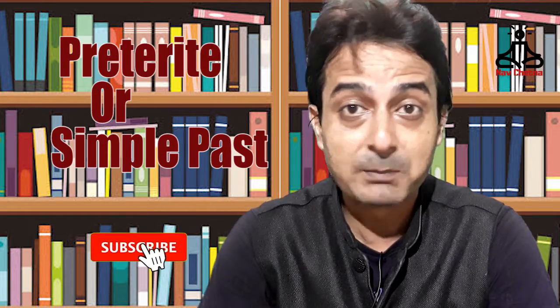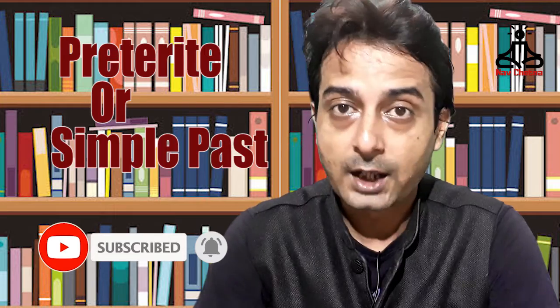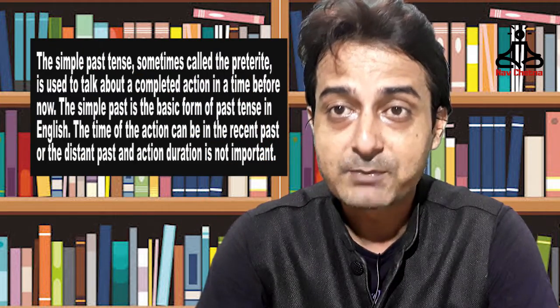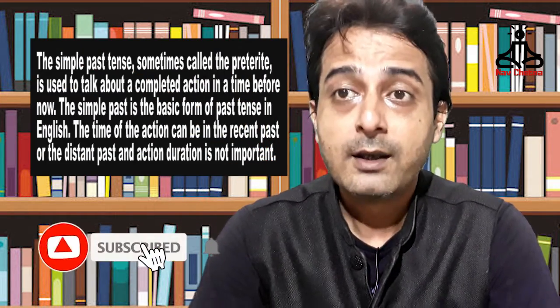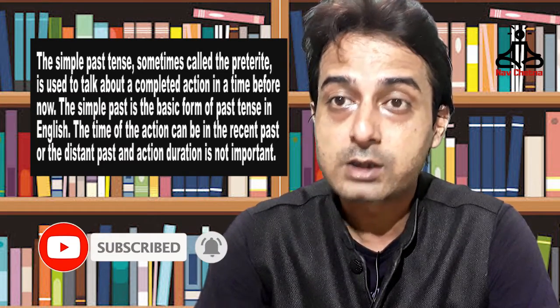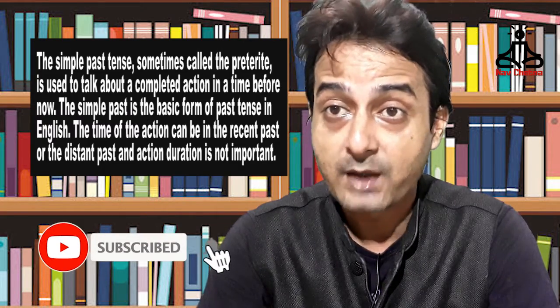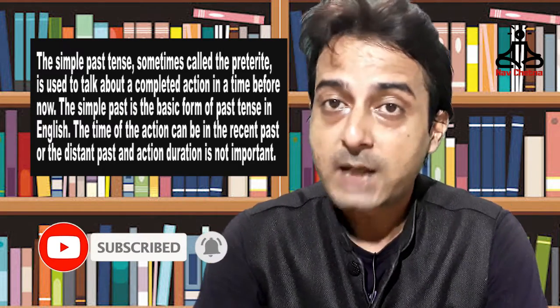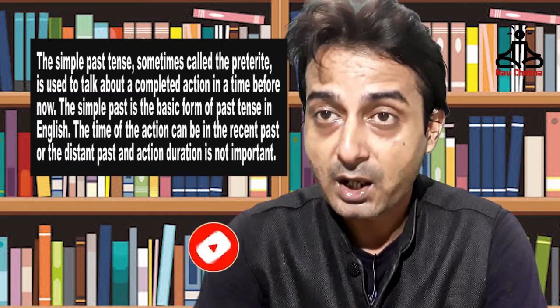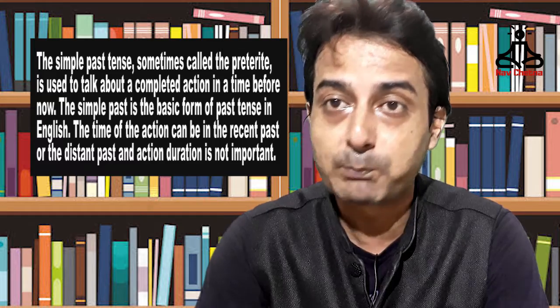In this video, we will learn the uses of the simple past tense in detail. Let us begin without wasting any time. The simple past tense, sometimes called the preterite, is used to talk about a completed action in a time before now. The simple past is the basic form of past tense in English. The time of action can be in the recent past or the distant past, and action duration is not important.